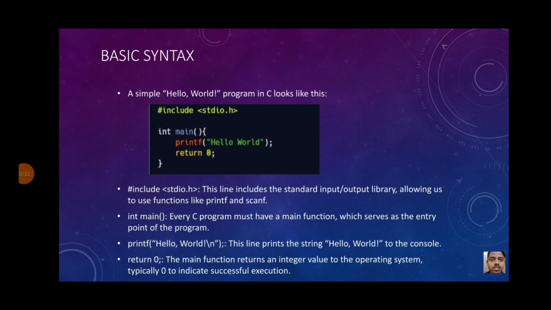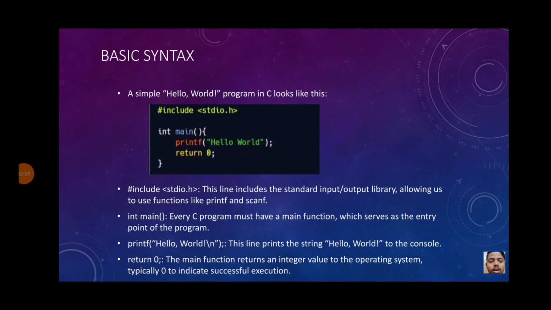Basic syntax. A simple hello world program in C looks like this. You can see in the picture, the first line, hashtag include, in between the less than angle and greater than angle, stdio.h. This is the preprocessor line. This line includes the standard input output library, allowing us to use functions like printf and scanf.